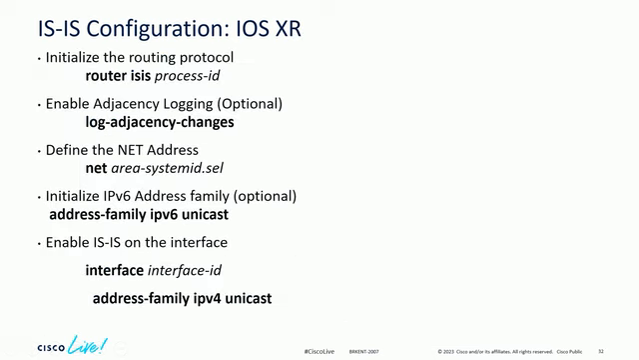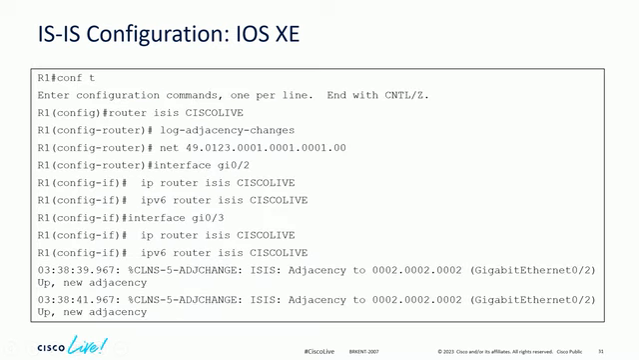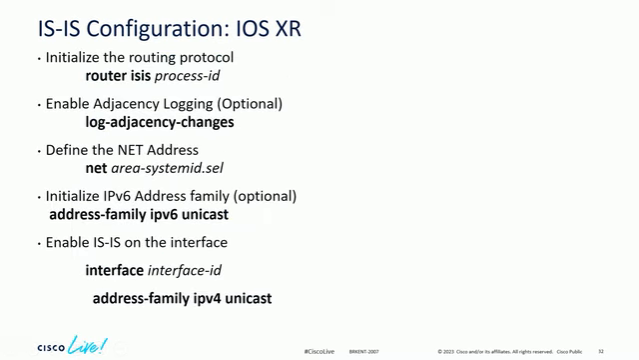All right, so for XR, one of the things that I don't like about this is part of your configuration resides in the process, part of it's underneath the interface, so you might be doing some scrolling. I'm an XR fan. Everything goes underneath the XR family. I love this operating system. If you want to log adjacencies, you got to put the command in there, define your net, and then if you're going to run IPv6, you have to initialize the address family because it's not initialized by default.